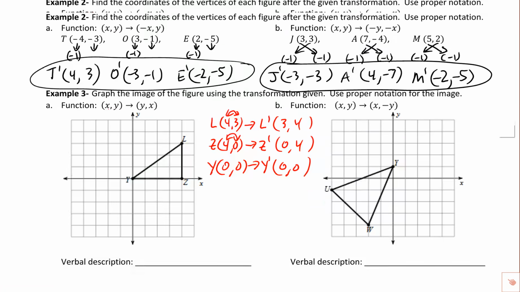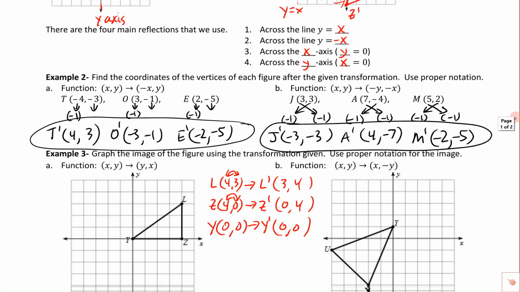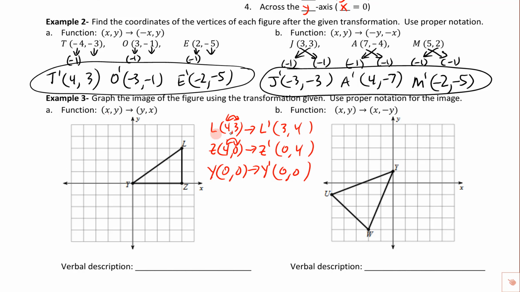Now, up above, we actually drew the line of symmetry here, and we drew the line of symmetry here. You can't do that on this until we're done graphing this. So let's see, where did L prime end up? L prime ended up at 3, 4. So we're going to go over 3, and we're going to go up 4. So that would put it right here. So there's L prime. Okay, let's take a look at Z prime. Z prime is now at 0, 4. So we don't go right or left, we go up 4. So that would put us right here. So Z prime is right there. And Y prime is exactly the same as Y was, so it's right here. So there's Y prime. So I'm going to go ahead and connect those.